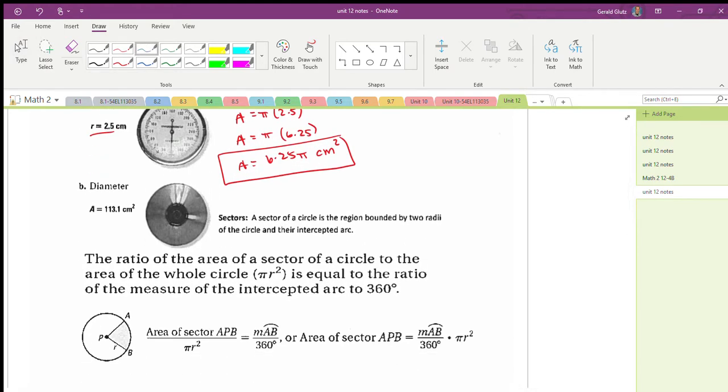On the next example, if I knew the area of a circle and I wanted to find the diameter, we do kind of the same thing, it's just a little bit backwards. It's still area equals pi r squared. But this time we know the area, so instead of A, I'm going to write 113.1 equals pi r squared.